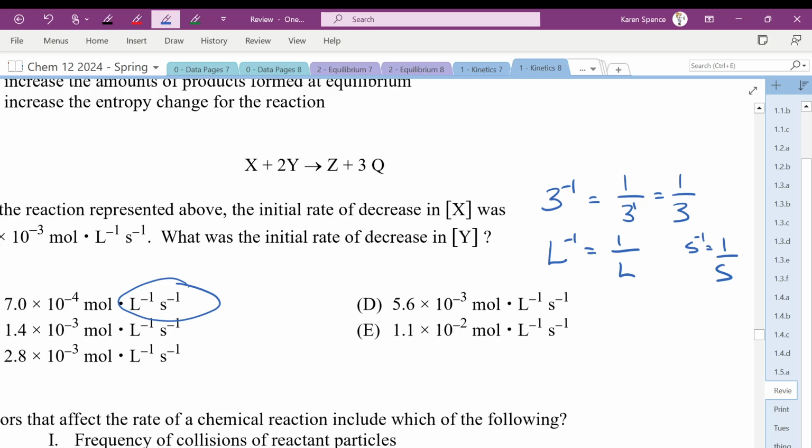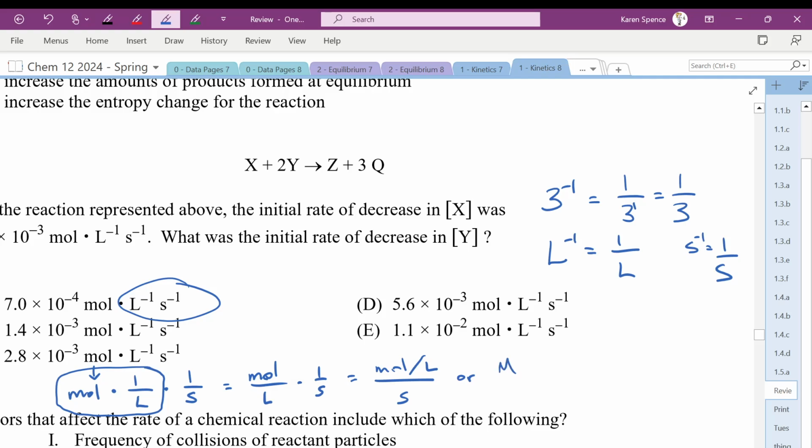So what we have then is moles times 1 over liters times 1 over seconds. And if we group this bit together, that becomes moles per liter, times 1 over second. And then if I really wanted to, I could write it like moles per liter per second, or I could write it as molar per second. So that deals with that kind of unit business.